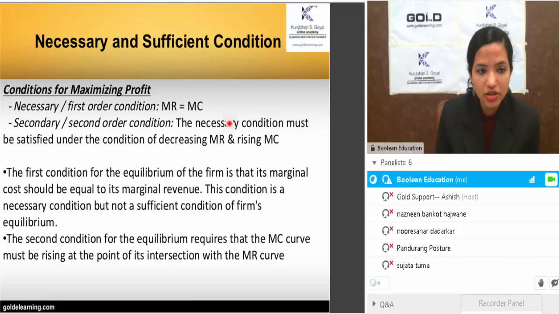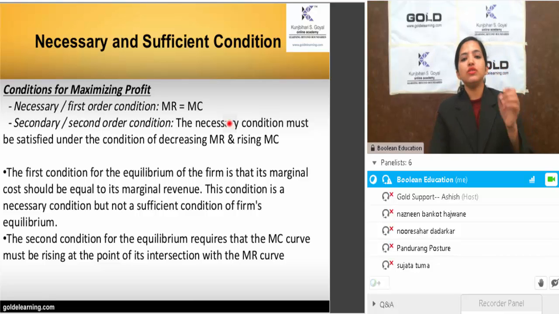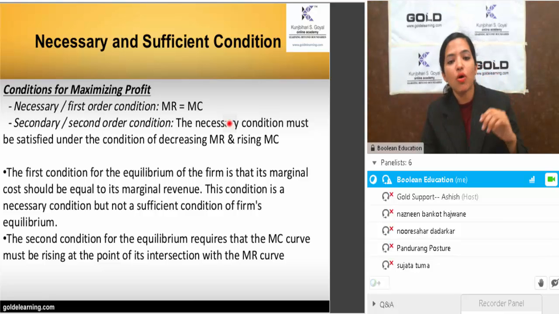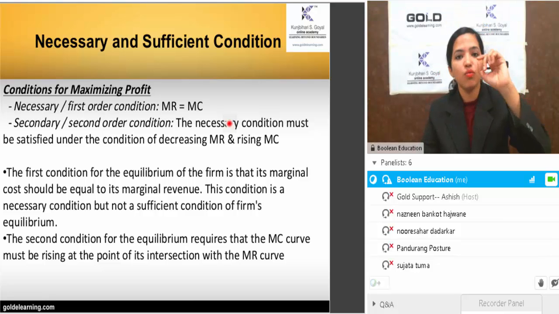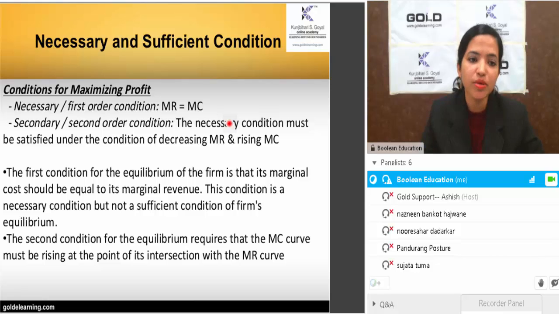The necessary condition must be satisfied under the condition of decreasing marginal revenue and increasing marginal cost. Meaning, when marginal revenue is decreasing and marginal cost is increasing, and at that time they intersect each other, that will be the point of your equilibrium, the point of maximizing profit.